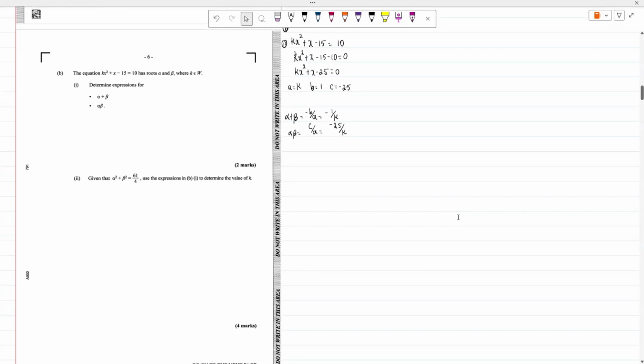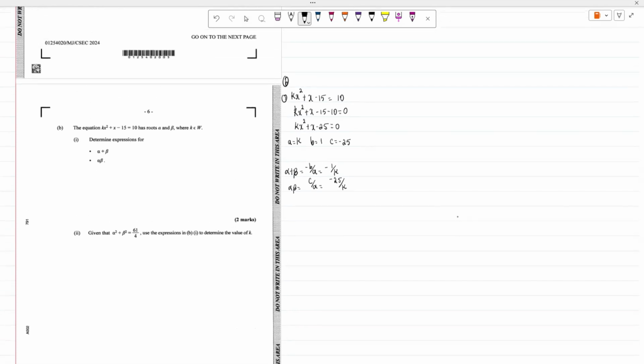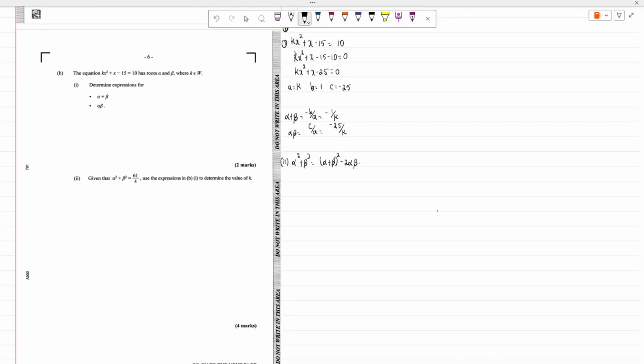Given that alpha squared plus beta squared is 61 over 4, use expressions in B part 1 to determine the value of k. All right, so we know that alpha squared plus beta squared is actually alpha plus beta squared minus 2 alpha beta. I know what alpha plus beta squared is. So I'm going to let alpha plus beta squared minus 2 alpha beta be equal to 61 over 4.